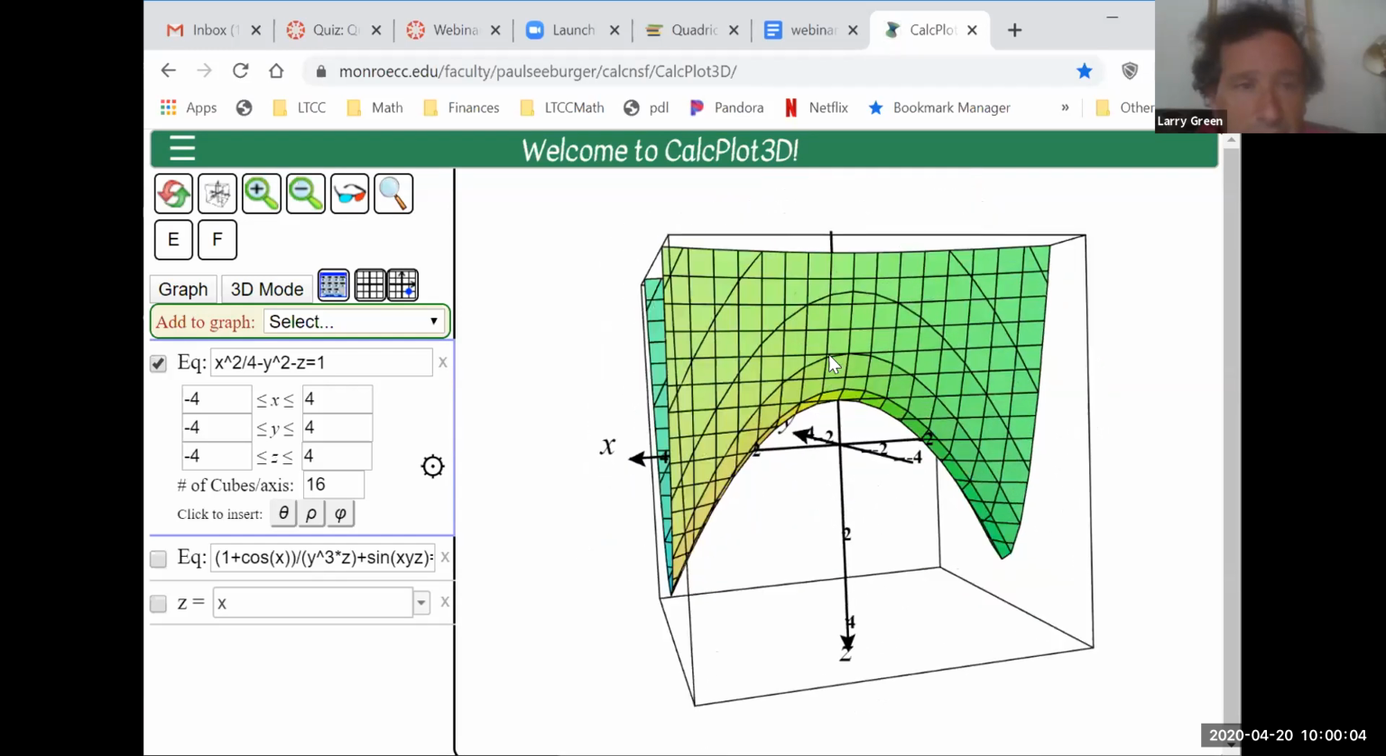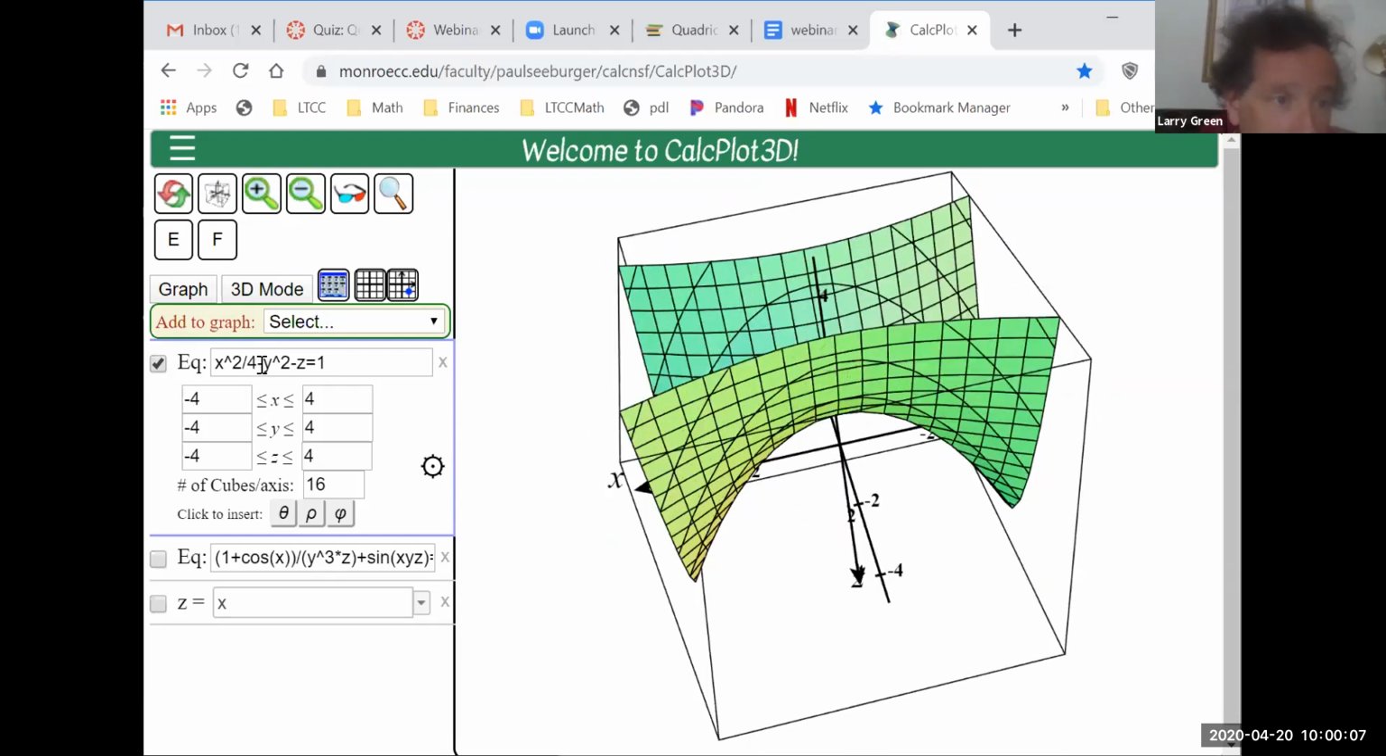Because you'll notice now, if we take a trace, say in the YZ plane, then you get z equals y squared minus 1. That's a parabola. Do you see that? But if you take the trace in the xy plane, I get a hyperbola. Do y'all see that? So that makes it a hyperbolic paraboloid because you got a mix of hyperbola and parabola.